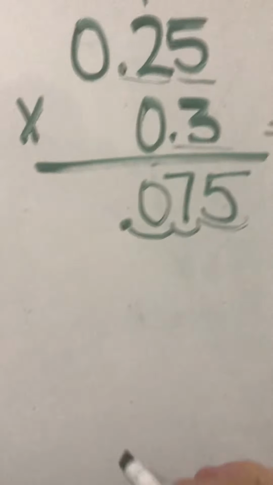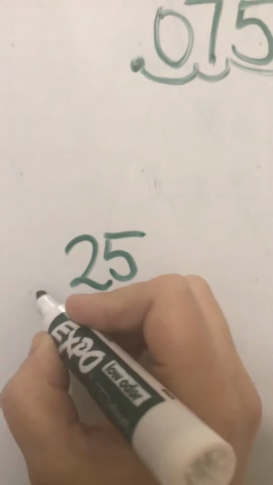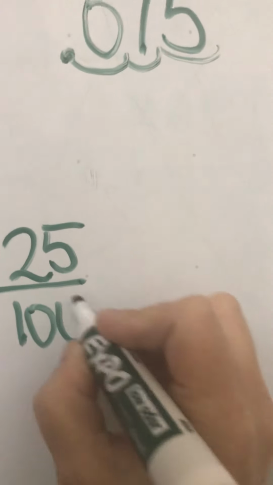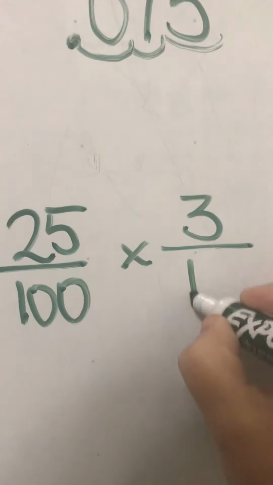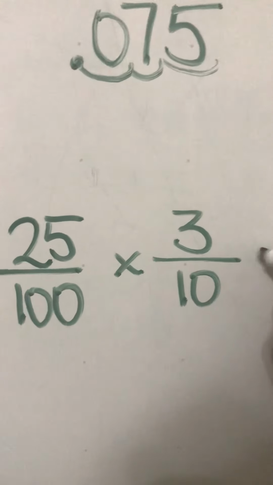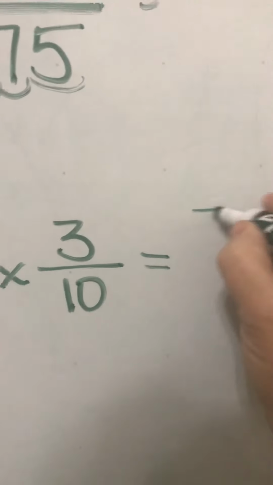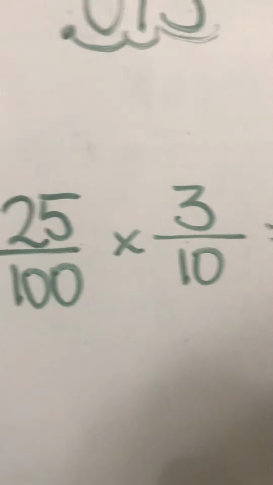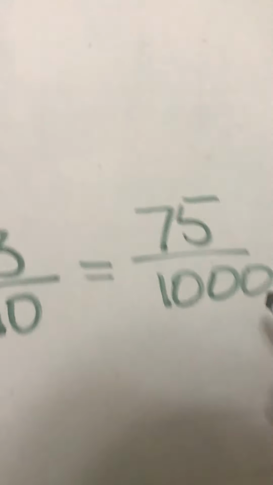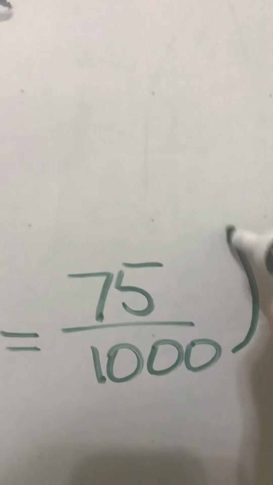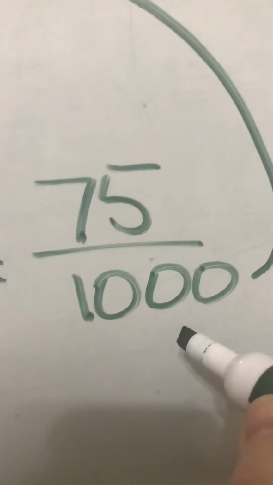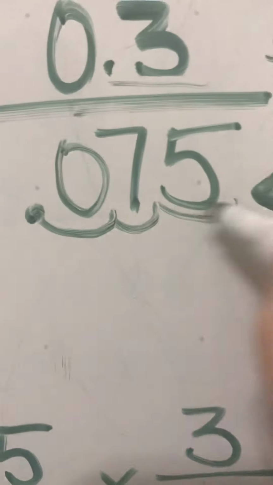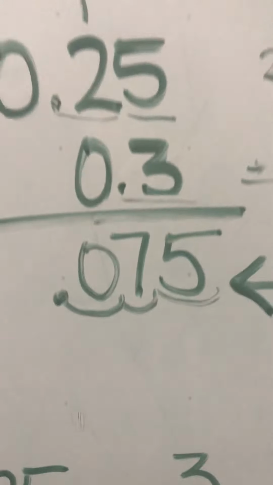Okay, and again, if I think about this in fraction form, 25 hundredths times 3 tenths is going to equal 25 times 3 is 75. 100 times 10 is 1,000. So I'm going to put that 75 over 1,000 back into decimal form, which means my 5 has to be in the thousandths place, which means I have to put a 0 in here to make this a correct answer.